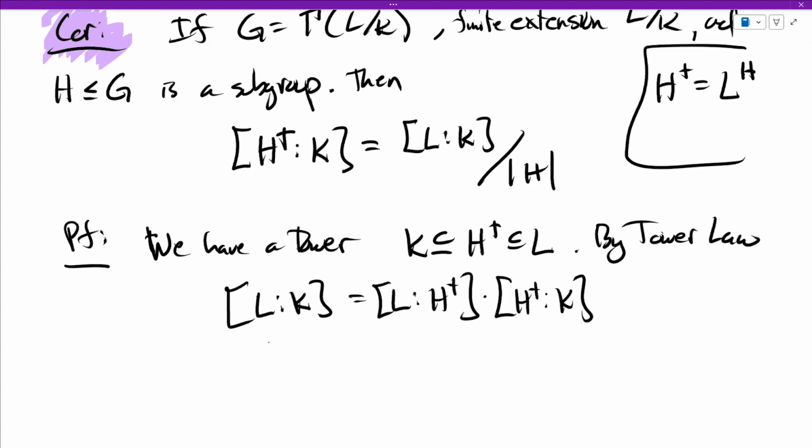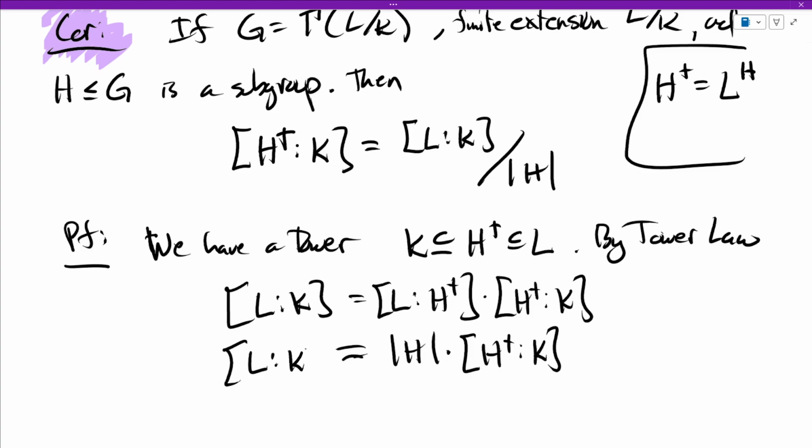And so by the theorem, the degree of L over the fixed field is the order of the group. That's what our theorem told us. The degree of L over the fixed field by some subgroup of automorphisms is just the order of the group. And that's the degree of L over K.